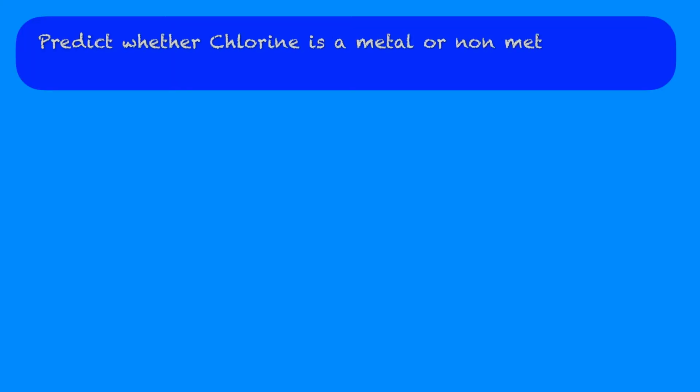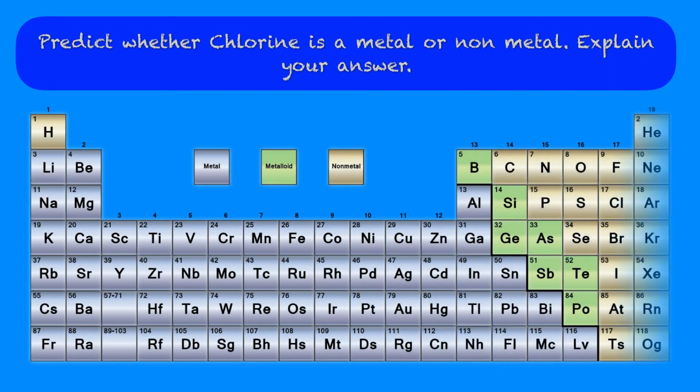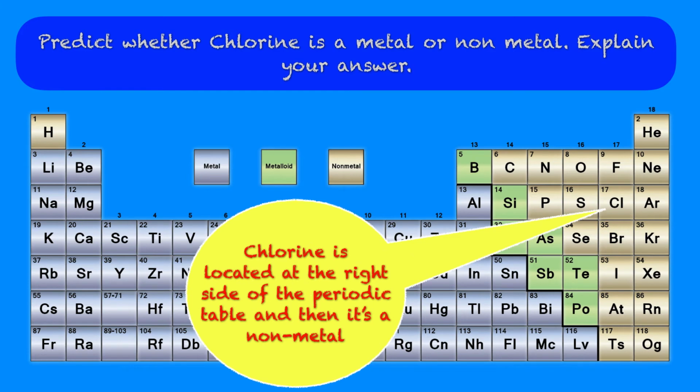Now, let's move to another element, which is chlorine. What about chlorine, Khalifa? Is it a metal or a non-metal? Chlorine is a non-metal due to its place in the periodic table. It's on the right side, which consists of all non-metals. Excellent. So, all non-metals are located at the right side of the periodic table.